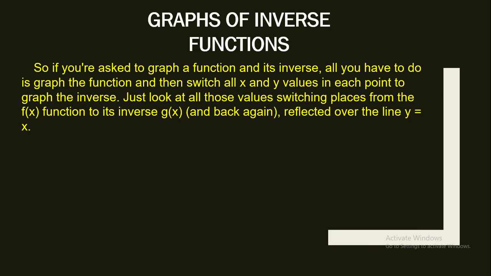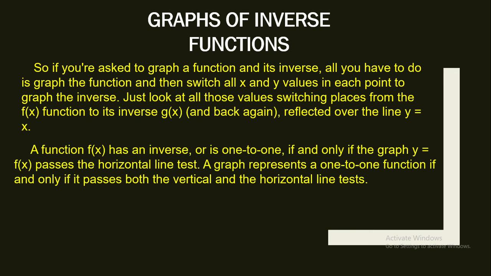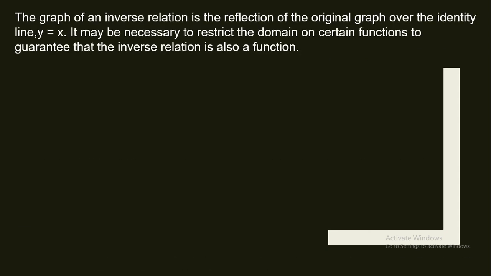Let's go to the graph. So, if you're asked to graph a function and its inverse, all you have to do is to graph the function and then switch all x and y values. So the function, sabi niya, okay, is 1 to 1 if only one graph passes the horizontal test, yung ginawa natin kanina. Okay?